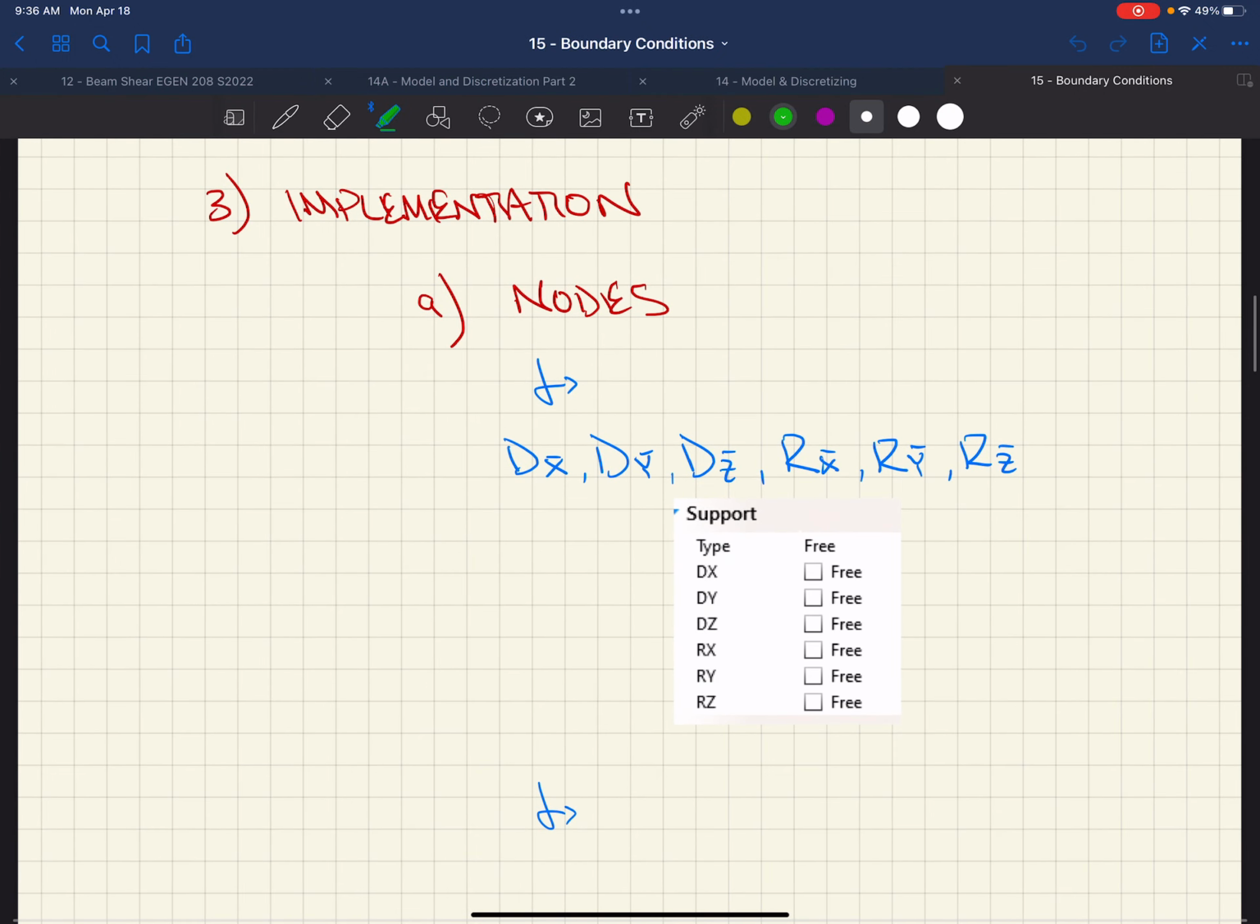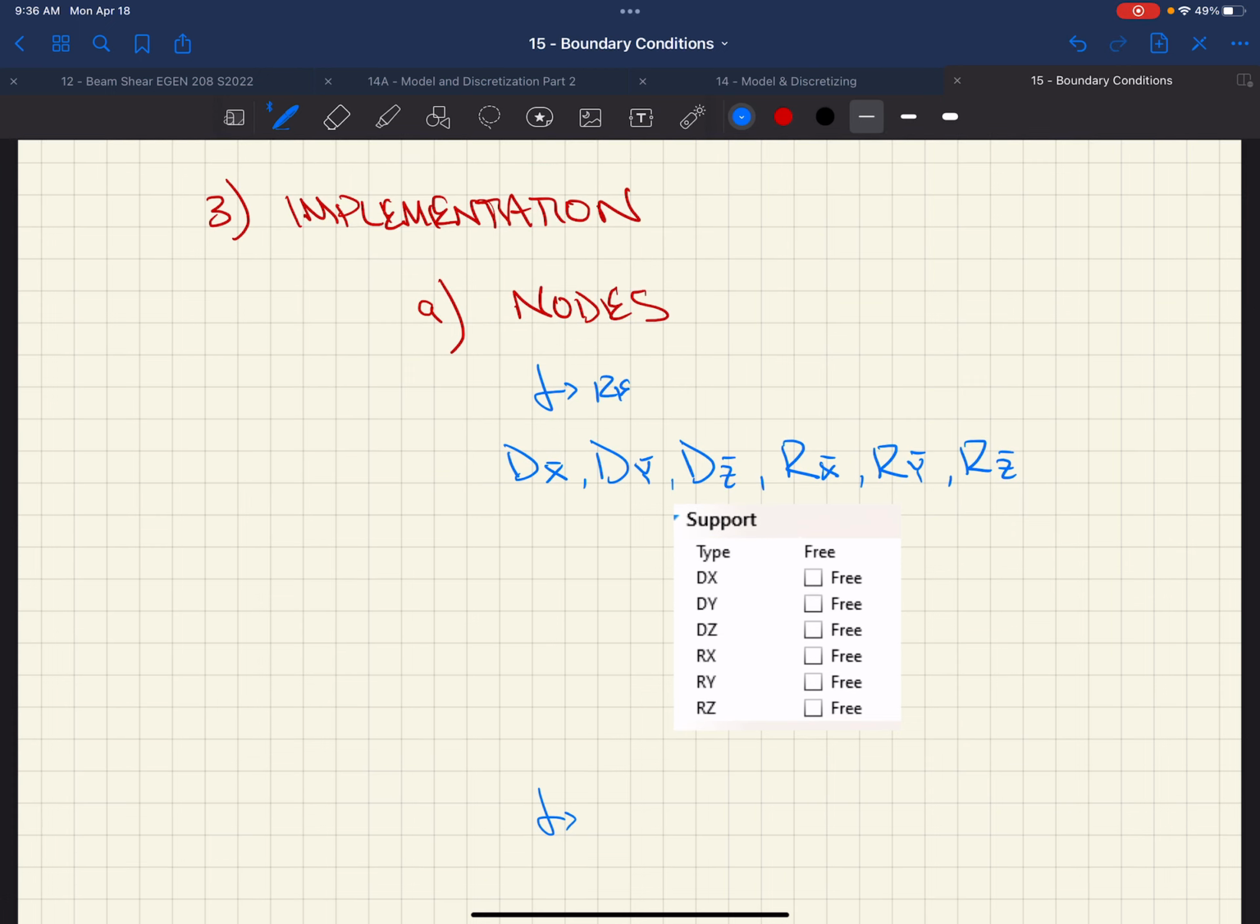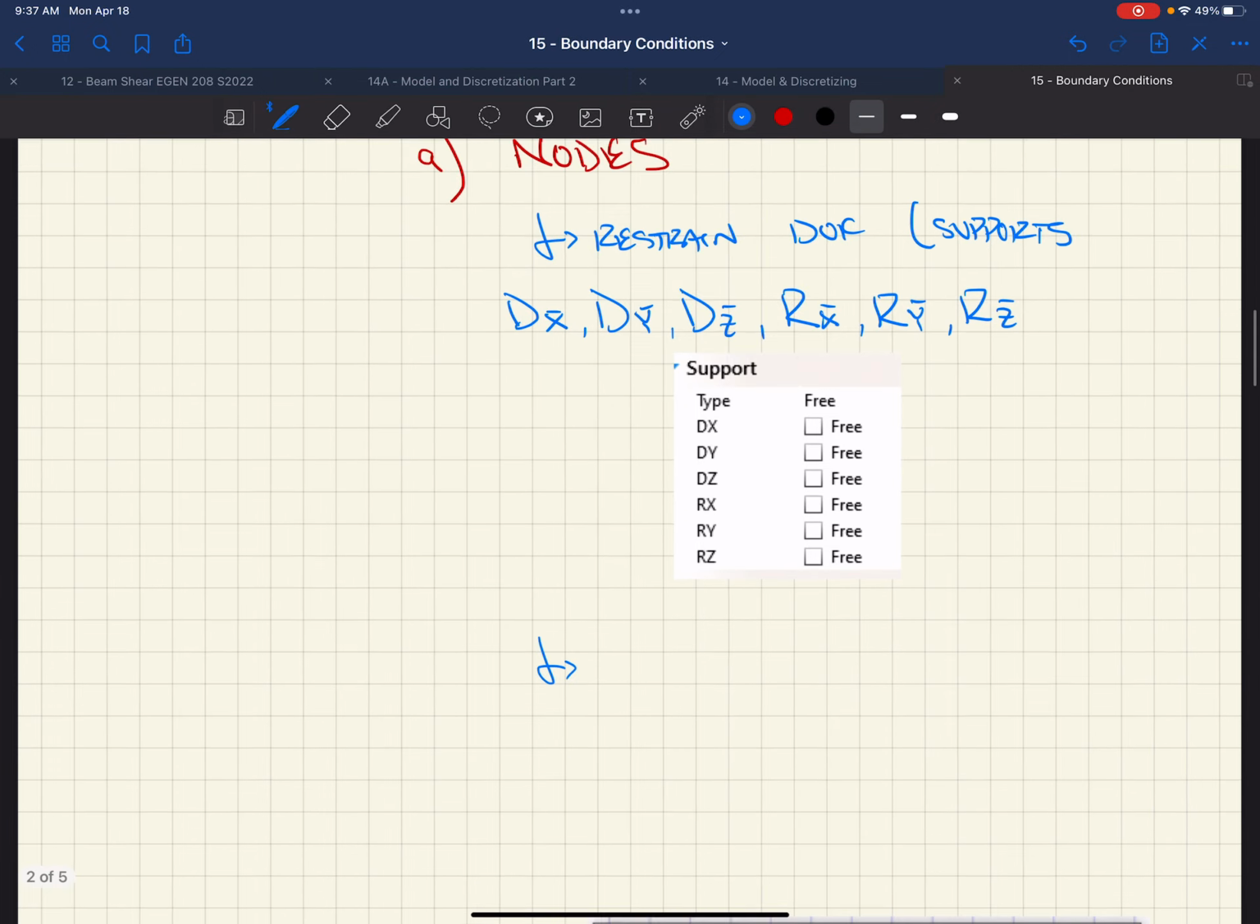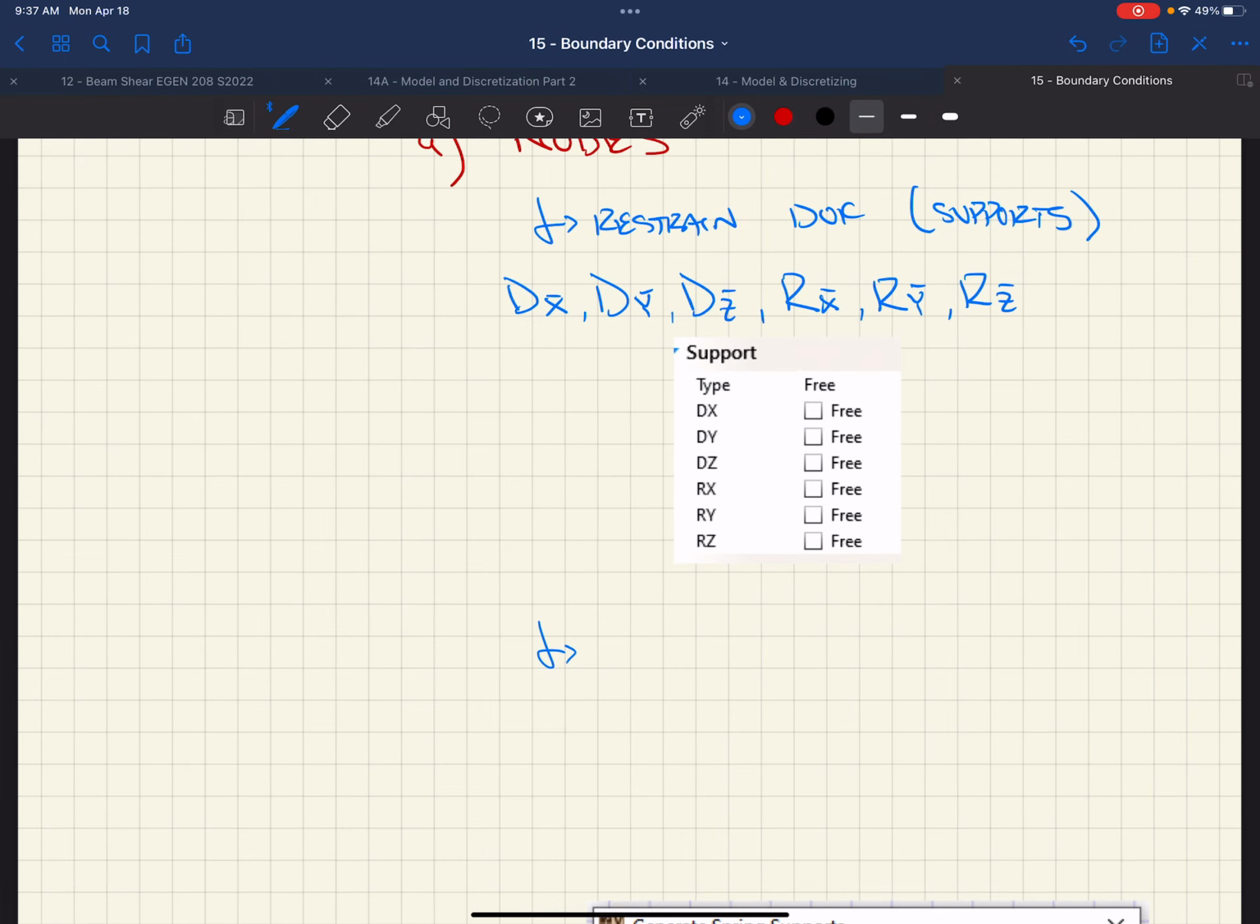Well, how do we implement this? At our nodes, the nodes all default to free. This is the support frame in VA. So what we end up doing is not using a highlighter. We want to restrain our degrees of freedom. This gives us support. In this case, it's displacement based. Whether it's a translation or a rotation, we can fix those.